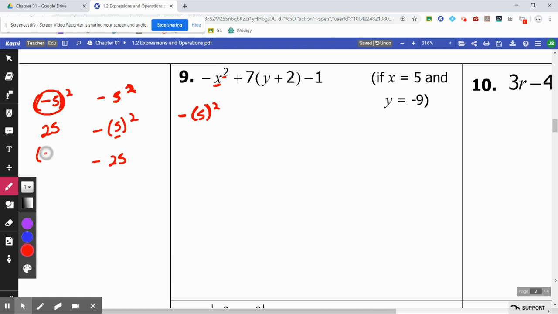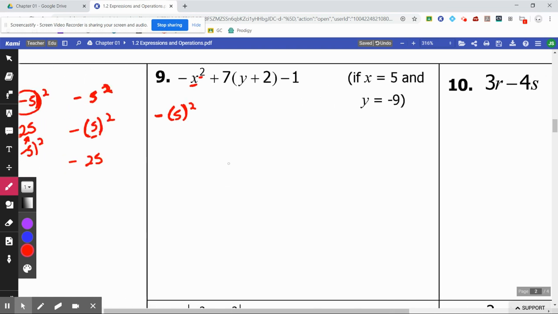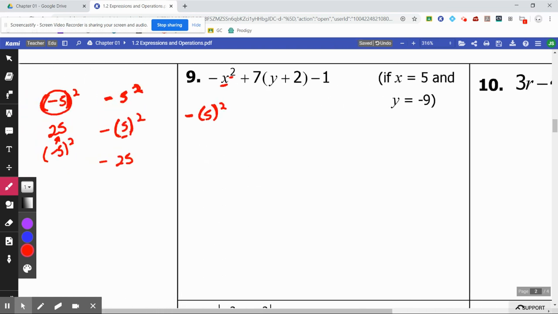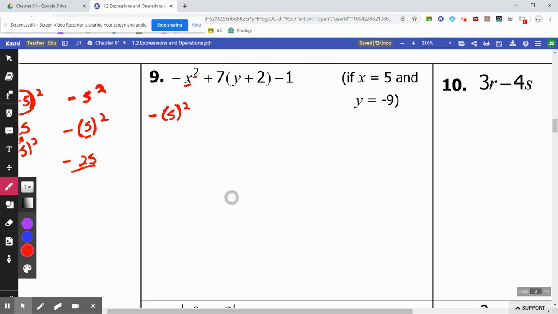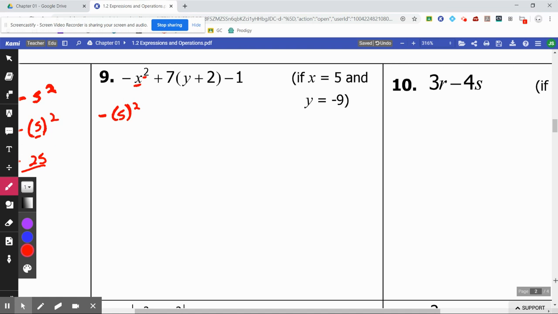So if it's in parentheses, negative 5 squared, you end up with a positive. If it's just the 5 in parentheses, or if you don't have parentheses, if it's negative and then the 5 squared, both of those would end up in a negative 25. So be super careful about the difference between those.